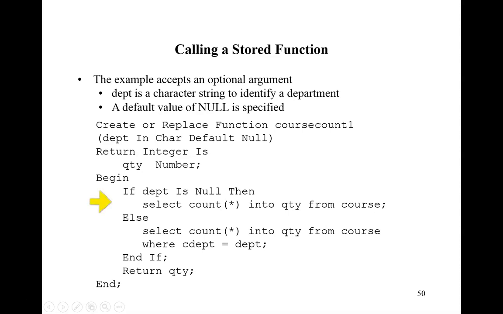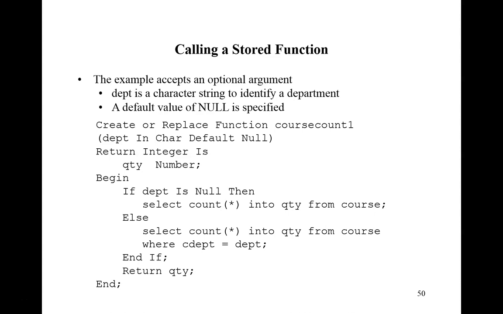We test that with an if statement. So if the value of the argument is null, then we count the number of rows in the course table independent of any department. However, if a value was passed, we use that value to complete the predicate in our where clause and identify only those courses where the department is equal to the value that was passed, and we count those rows. But in either case, we return the count, which is placed into a variable called quantity.